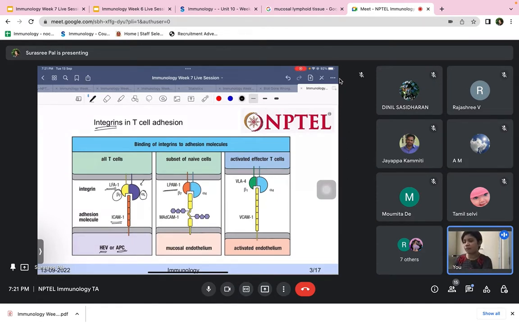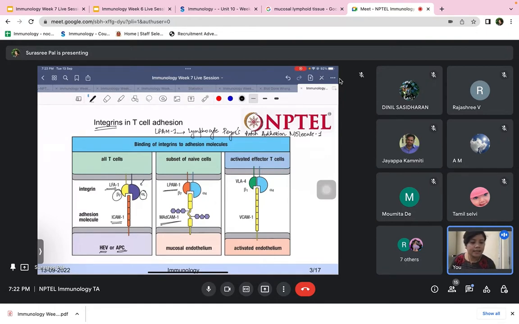Next, here we can see LPAM1. LPAM1 is nothing but lymphocyte Peyer's patch adhesion molecule 1. Okay, so from the name you can understand that they will be able to guide the lymphocytes to the Peyer's patch, right, or to the mucosa associated lymphoid tissues, or the MALT, right. So on the mucosal endothelium there is this molecule present which is MAdCAM1, okay.